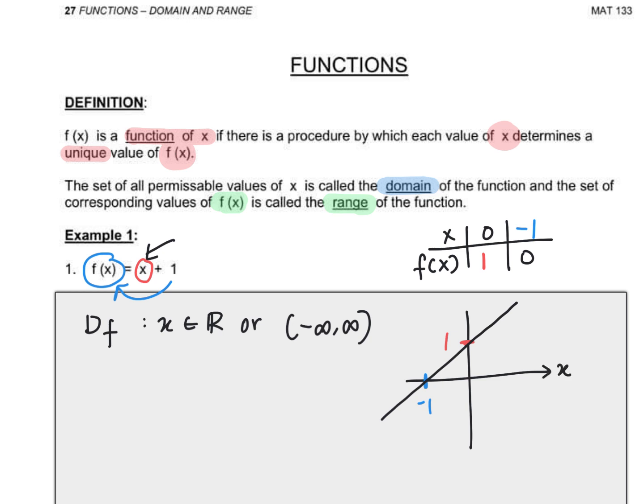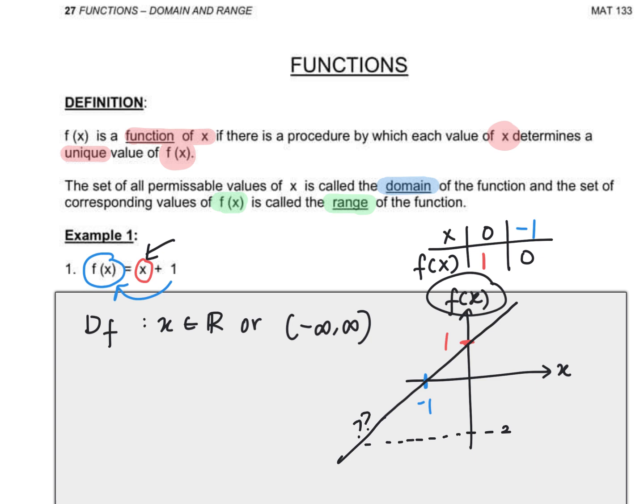Now we want to identify the range. The range will be all the values of output in terms of f(x). When we check the graph here, the output, when we put in any value of x, we can always find the value of f(x). Let's say we replace it with negative 2, you go somewhere here, then you can get one value, the answer of f(x). And if you plug in any values, you can always find the value of f(x).